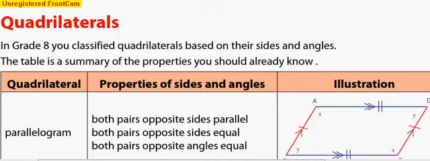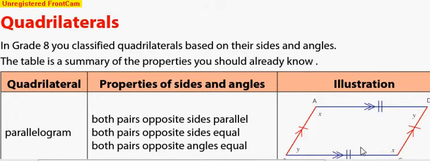So the first one we are going to focus on is the parallelogram. For a parallelogram, we see that both pairs of opposite sides are parallel. So side AD is parallel to this other side. We indicate it by the arrows. Furthermore, the other side is also parallel, so these two red sides are parallel to each other.